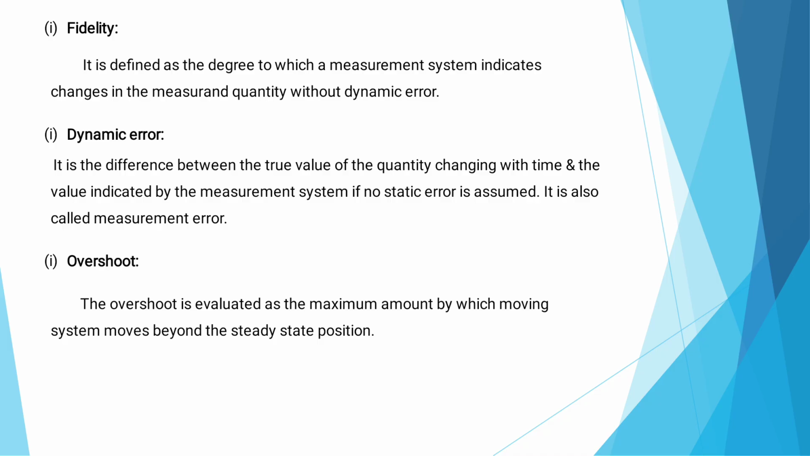In the case of fidelity, it defines the ability of a measurement system to reproduce changes in the measured quantity without any distortion or dynamic error. A sensor with high fidelity accurately follows the variation in the input signal. In biomedical engineering, high fidelity is very important while recording signals such as ECG or EEG, because even small distortions can affect the diagnosis. So fidelity indicates the accuracy of the sensor during dynamic measurements.